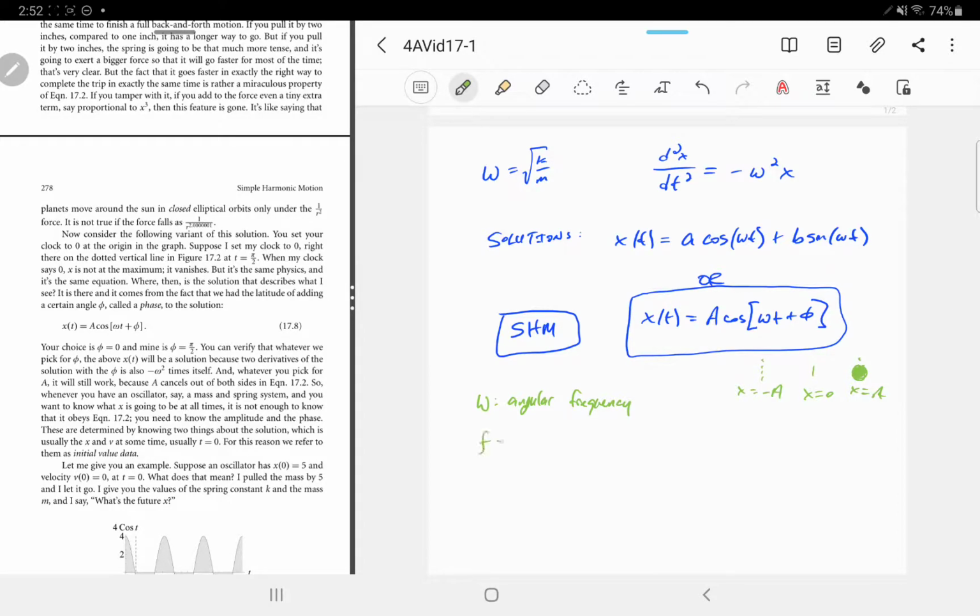So you have angular frequency, you have frequency, which is just omega over 2 pi, or natural frequency. And then you also have period, which is 1 over f, or 2 pi over omega. This is called the period of motion. So natural frequency is in cycles per second. It's saying how many times you go back and forth in 1 second. And then the period is how long does it take for one of these cycles. So how long would you have to wait for this particle to get back to the amplitude A?